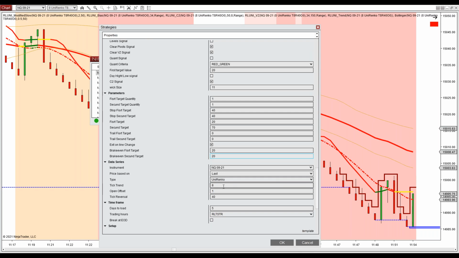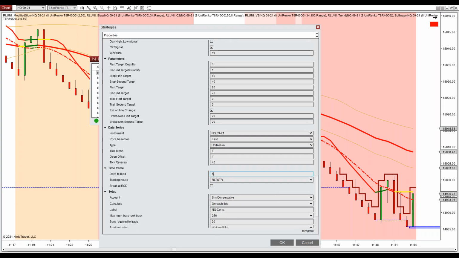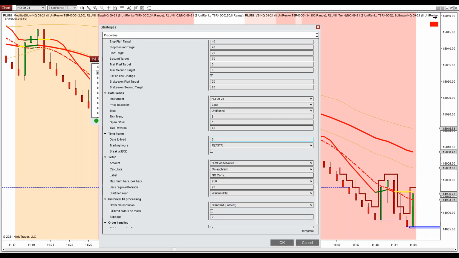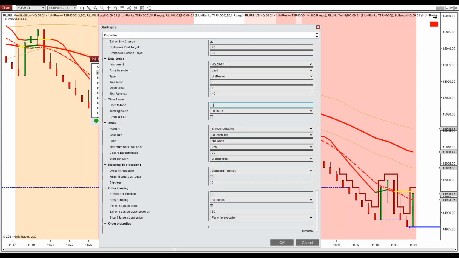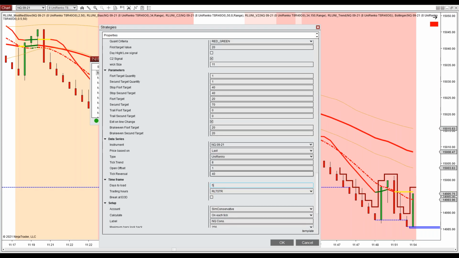Now here's our tick type. It's an 8140 with 5 days to load. What you need is on a Monday, some of these indicators will not show unless you have 5 days to load, especially the C2. And this is all just standard stuff. And you're not going to play around with any of that.